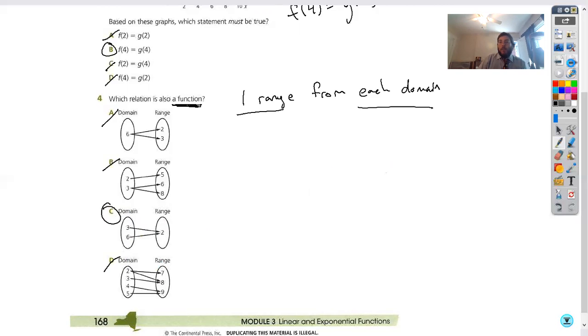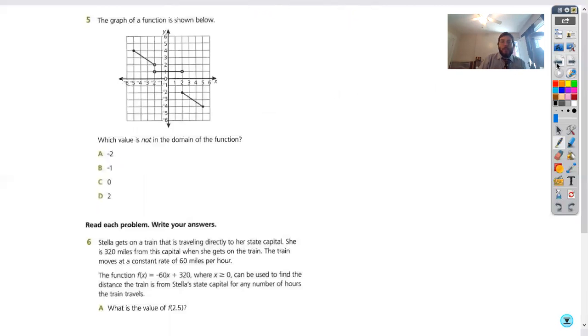Now I'll take a look at number 5. So number 5 says, the graph of a function is shown below. Which value is not in the domain of the function? So if we're looking here, this is not a continuous function, right? And it's not, we have some gaps here. So we have an open circle here and here, but we have a closed circle there. So if we take a look at -2, is there a y value for -2?